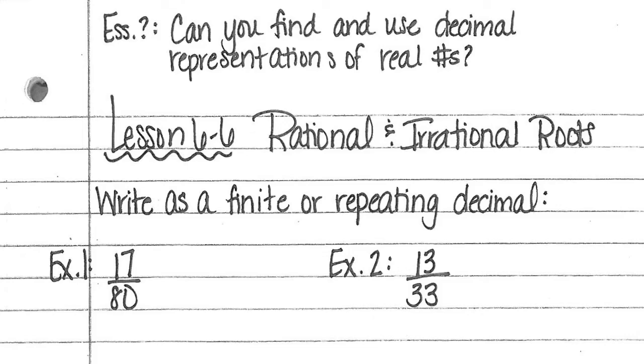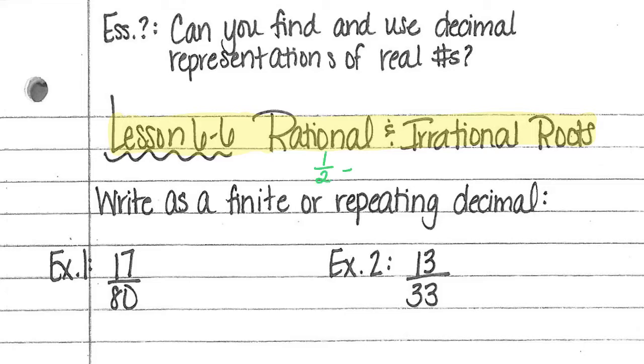All right, we're moving on to chapter 6, lesson 6, and I need a highlighter. There we go. We are working with rational and irrational roots. So let's remind ourselves what a rational number is. A rational number is numbers or fractions and decimals that terminate and repeat.